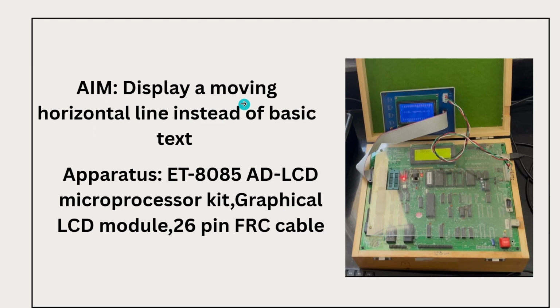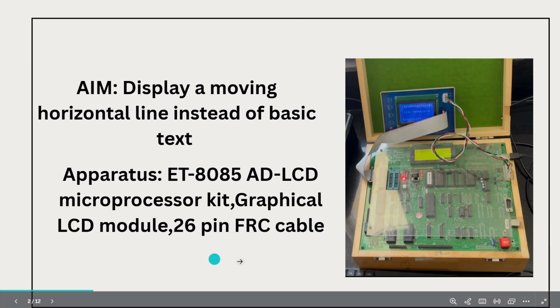Firstly, what I'm doing here is displaying a horizontal moving line instead of a basic text, which was actually in the lab manual given to us. While performing the experiment the first time, I had displayed a basic text in the center of the screen with a square line border. For the innovation part of the experiment, I thought of displaying a solid line which moves up and down.